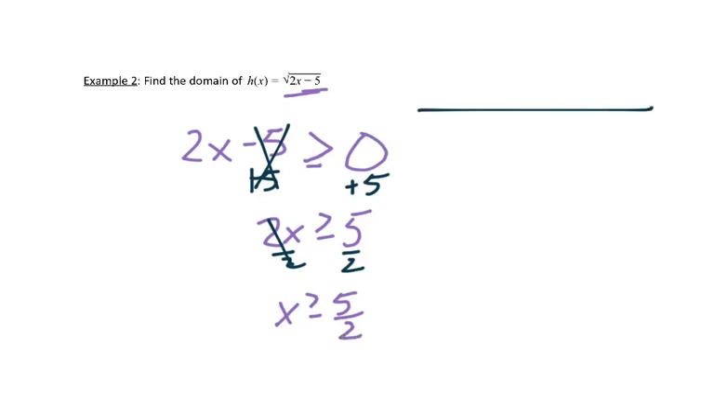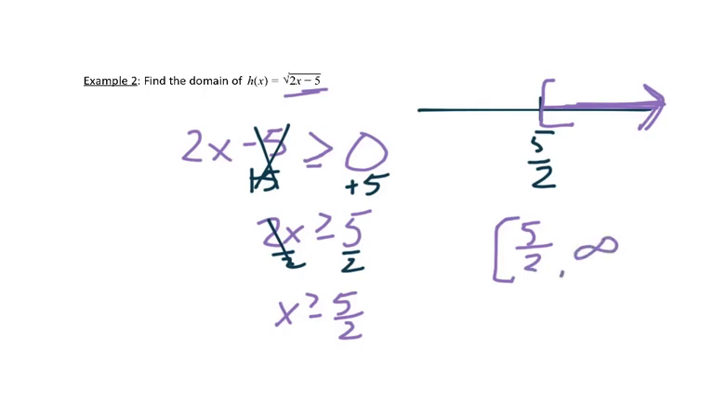So let's look at that on a number line. We just mark the 5/2. And we want to be bigger than that, so we would go this direction. And it says greater than or equal to, so we'd have a bracket at 5/2. So now we can write that in interval notation. We'd have bracket 5/2 to infinity. And that would be our domain.